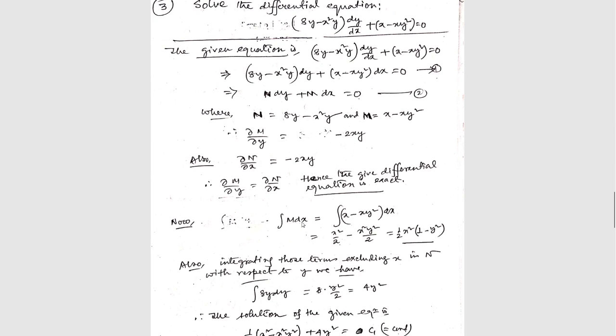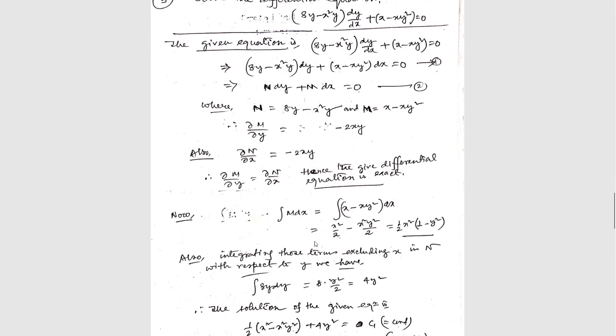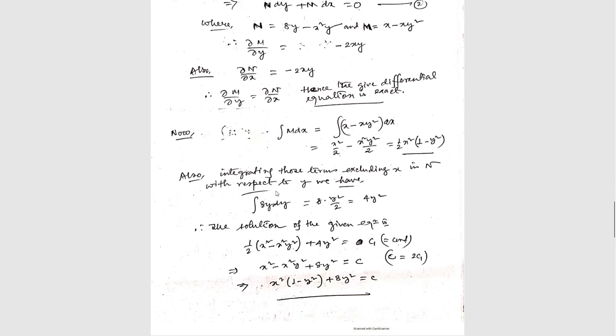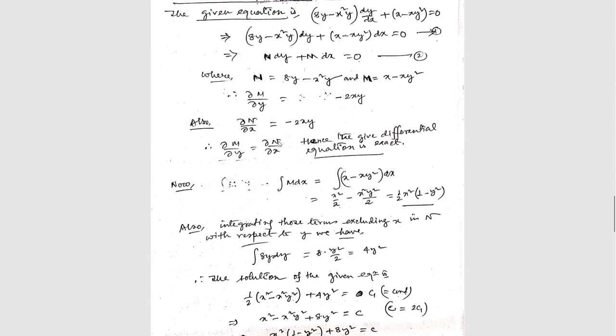So integration of M dx is equal to integration of x minus xy square dx. The first term will give you x square by 2, and the second term is x square y square by 2 with a minus sign, so half x square minus y square. And integrating those terms in N which are free from x, with respect to y: N is 8y minus x square y, so the term free from x is 8y, which should be integrated, 8y dy, that is equal to 8 into y square by 2, that is 4y square.